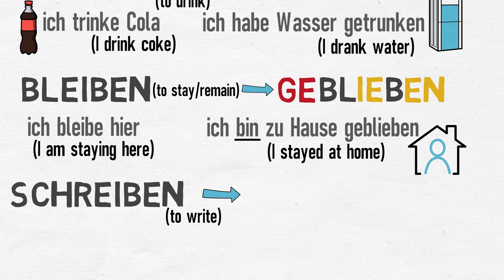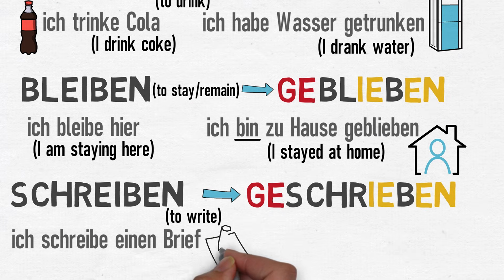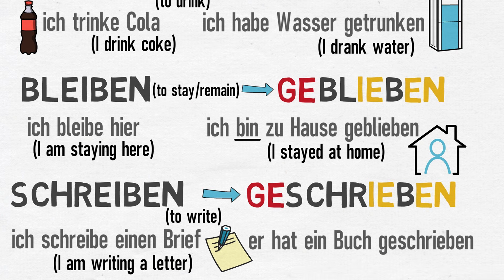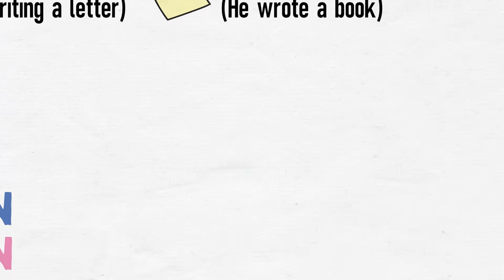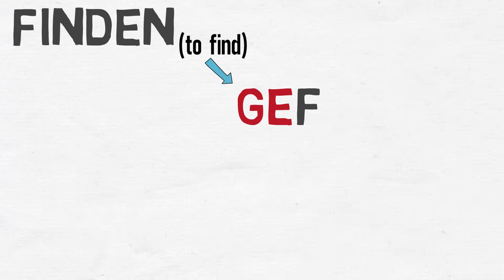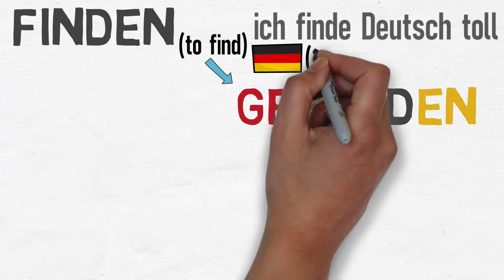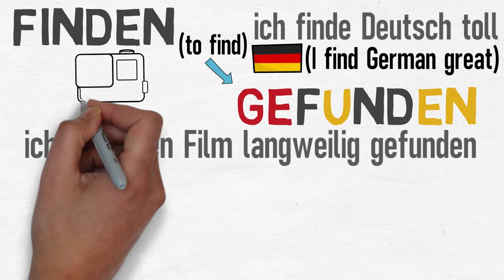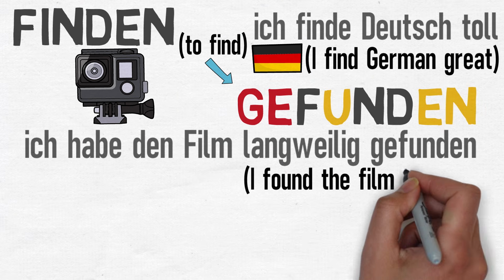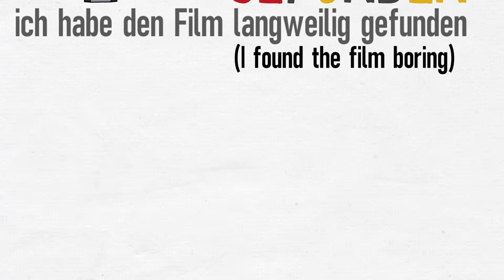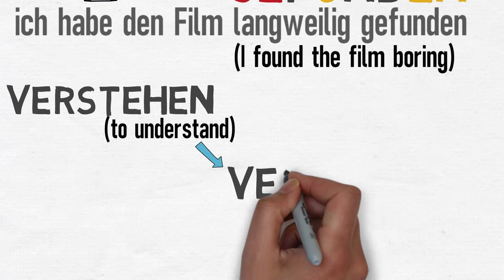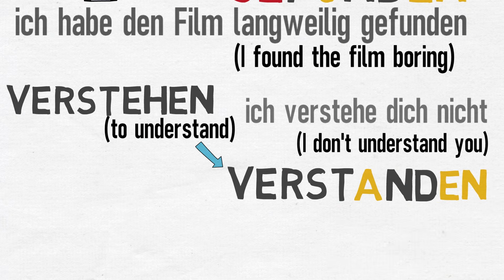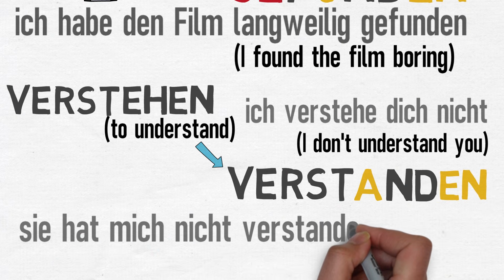Schreiben, to write, geschrieben. Ich schreibe einen Brief. I'm writing a letter. Hat ein Buch geschrieben. He wrote a book. Finden, to find, gefunden. Ich finde Deutsch toll. I find German great. Ich habe den Film langweilig gefunden. I found the film boring. Verstehen, to understand. Verstanden. Ich verstehe dich nicht. I don't understand you. Sie hat mich nicht verstanden. She didn't understand me.